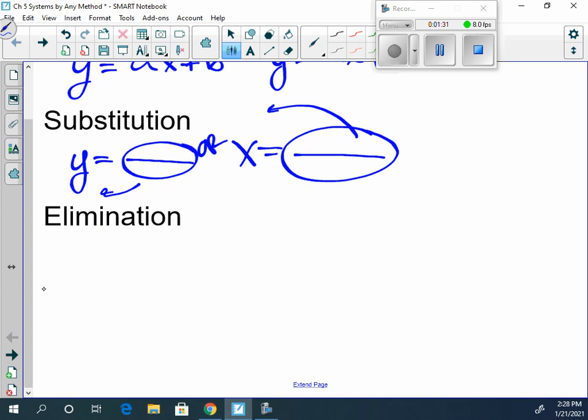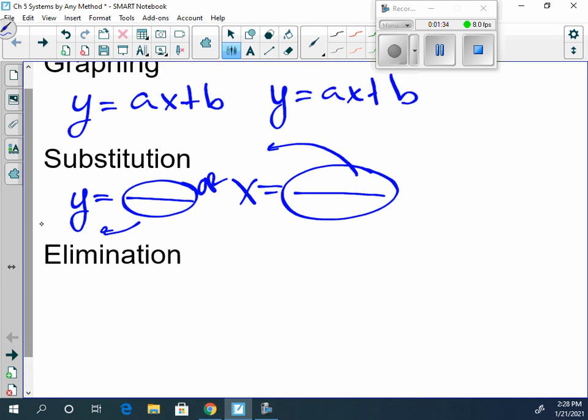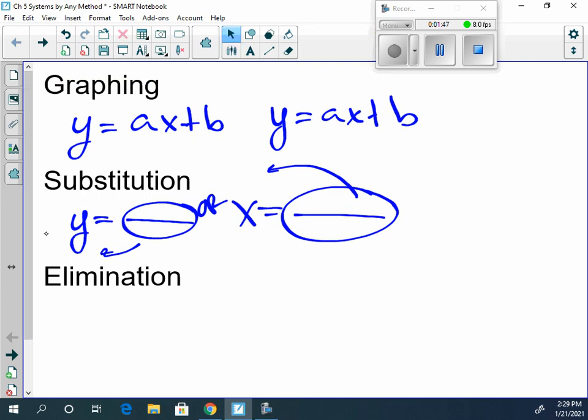And elimination is kind of the catch-all for everything else. If they're both not set equal to y, and we don't have a variable already by itself, then we're going to use elimination. So elimination is almost the catch-all if graphing and substitution really don't work well.